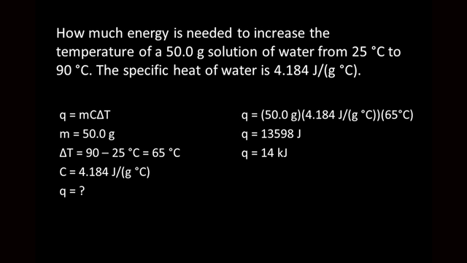13,598 joules. Now, this is not the correct number of significant figures. So looking at the numbers that we plugged into the equation, 65, having 2 significant digits, is the least number of significant figures in the equation. So our final answer needs to have just 2 significant figures, or 14,000 joules, or 14 kilojoules.